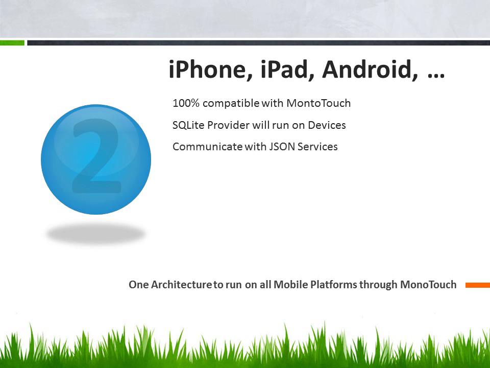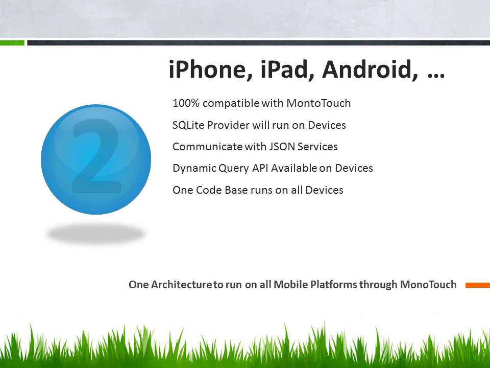Communicate with JSON services. Most people won't use a database on a device. They'll be talking to their server through JSON services, and that will be one of the main focuses of ESLite. The dynamic query API will be available on all these devices, so if you actually want to run under MonoTouch, you can use the dynamic query API, which can serialize and deserialize back and forth between your server.